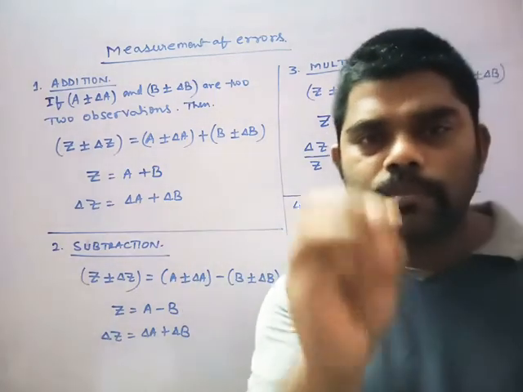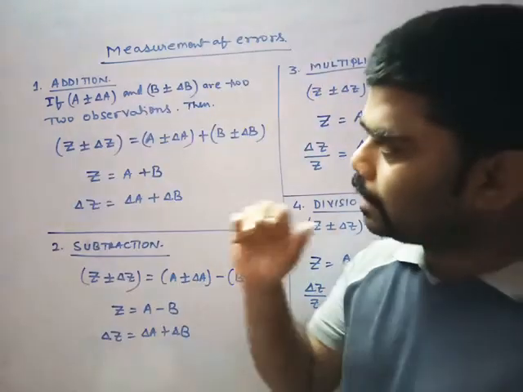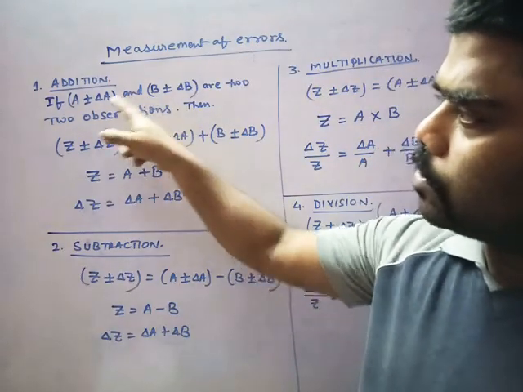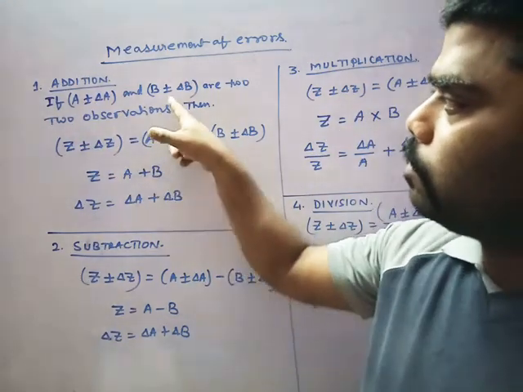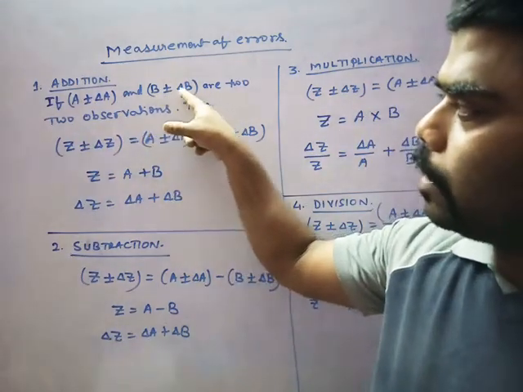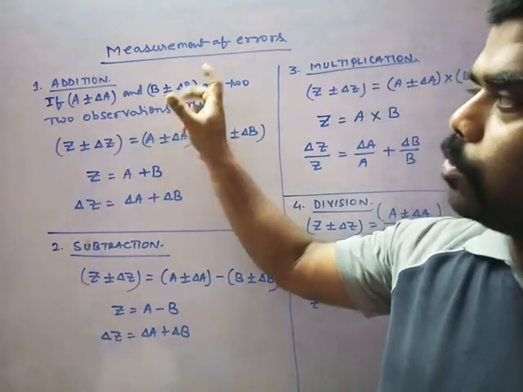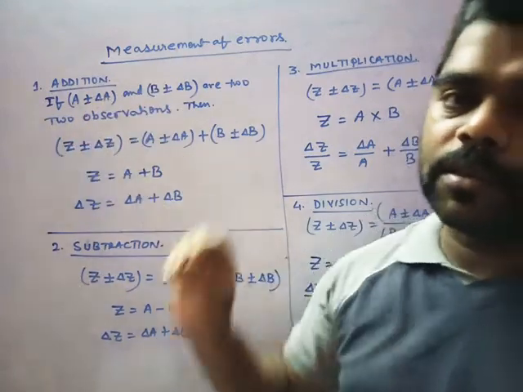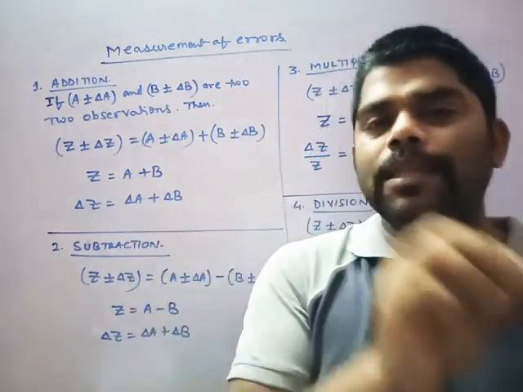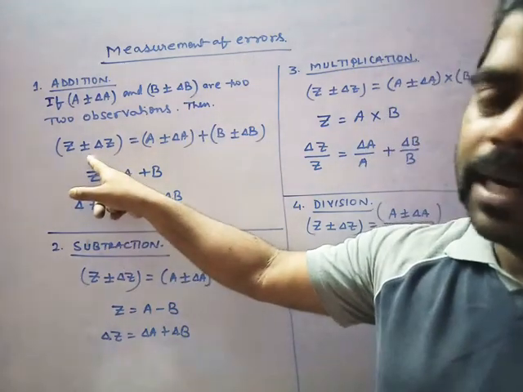So some theorems or direct steps you have to learn. Suppose there are 2 observations, and listen how we write the observation. We always write the observation as true plus minus absolute of one reading, true plus minus absolute of another reading. Suppose, like I said, length 1 and length 2, 2 observations, and this is your net answer.